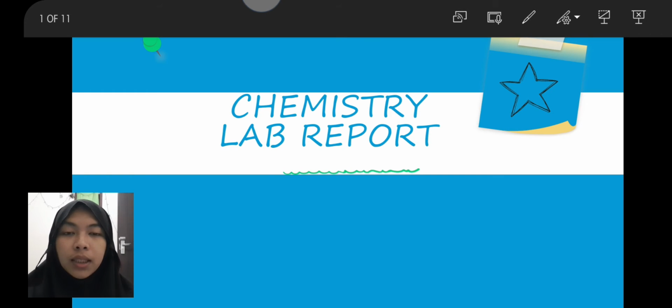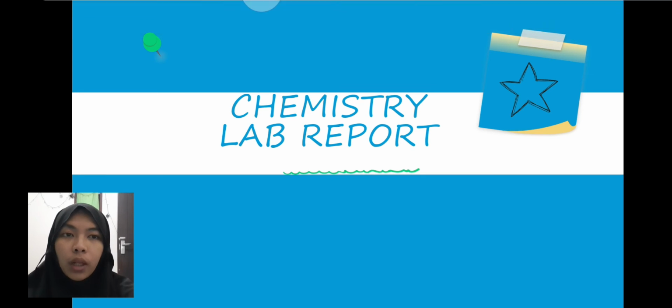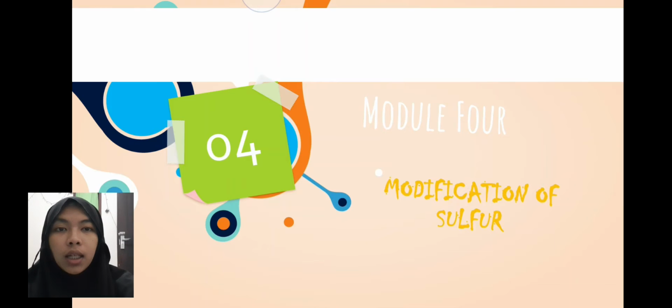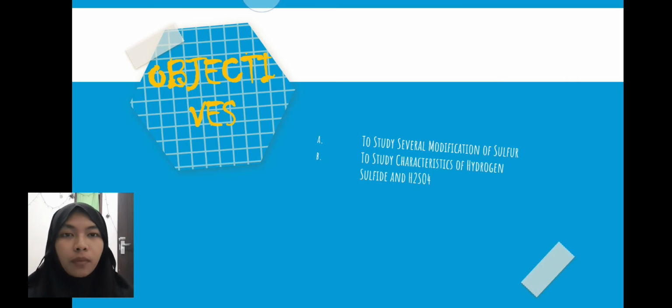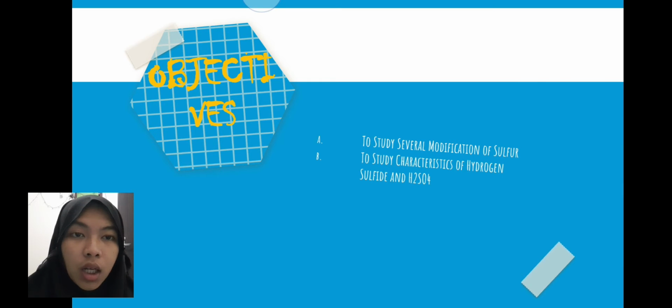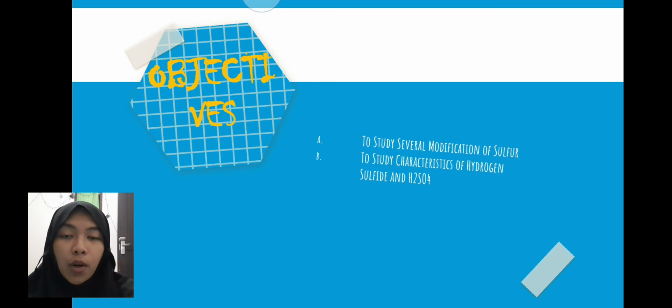I'm from Chemistry Education Class B, and now I will be explaining to you about Module 4, titled Modification of Sulfur. Objective: 1. To study several modifications of sulfur. 2. To study characteristics of hydrogen sulfate and H2SO4.